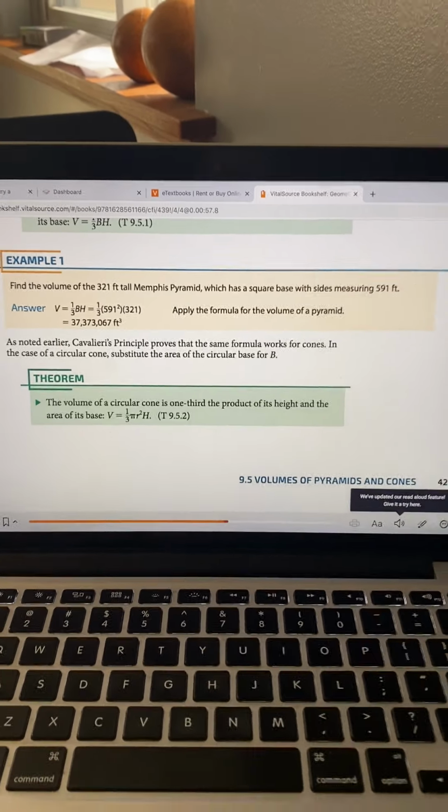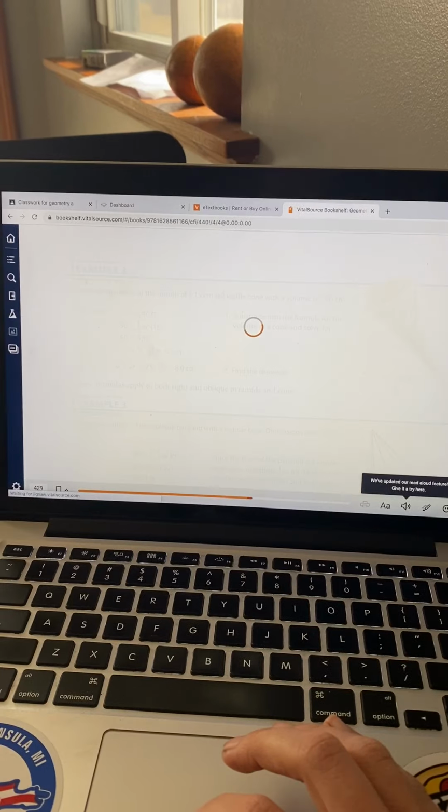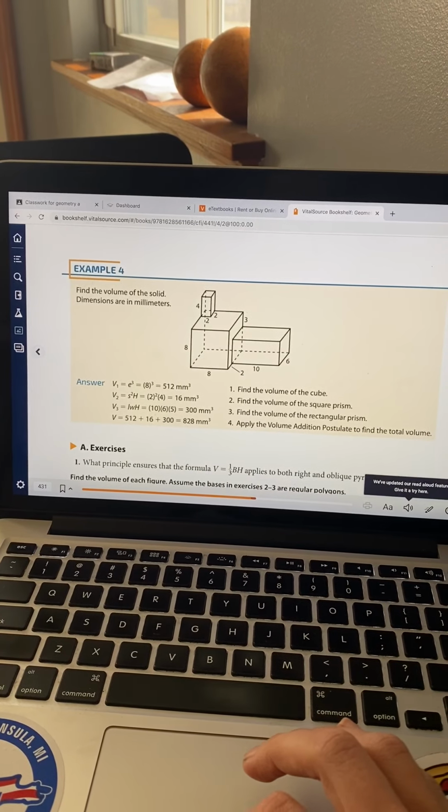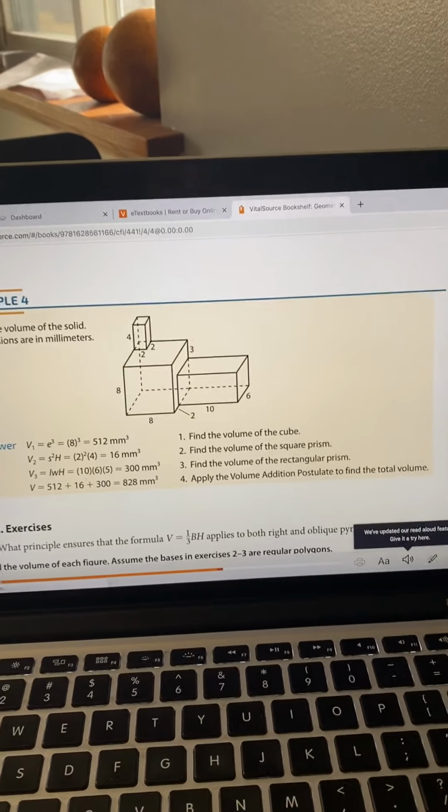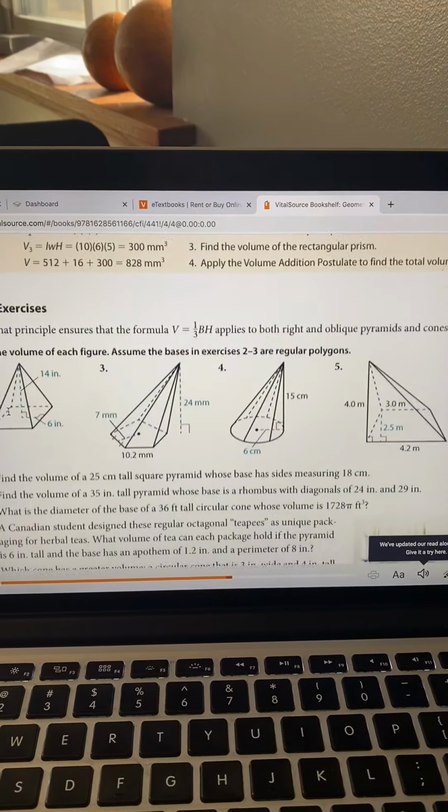So the homework is 1 through 10. Well, actually, you guys can skip number 1. So 2 through 10. I'll fix that because I put 1 through 10.